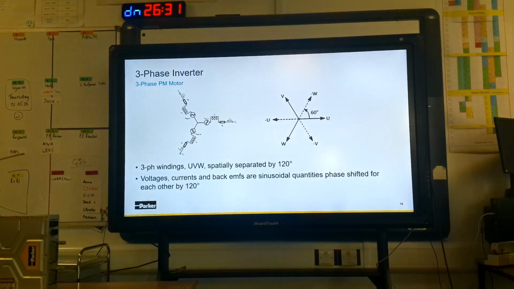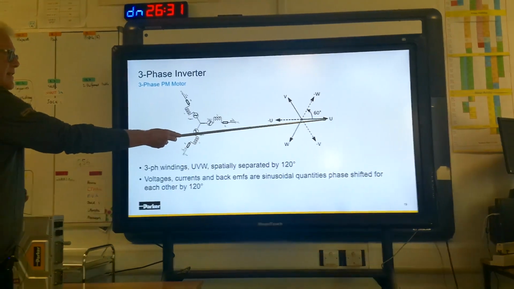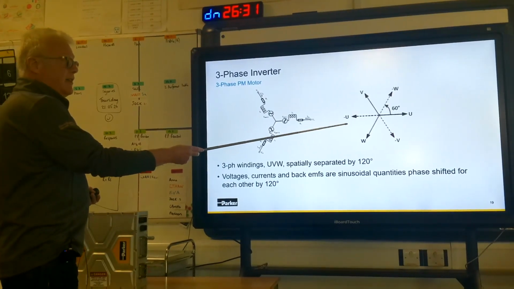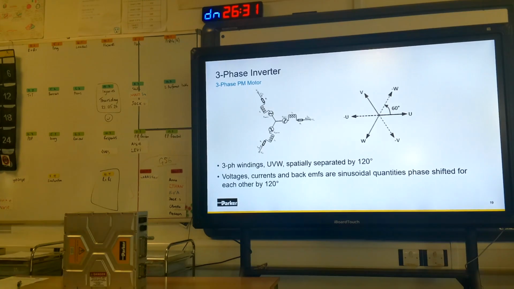And because these windings are spatially separated, you can think of these voltages having not just magnitude, but direction. And that's what this little diagram is meant to show here. That's the U phase connected to the top of the DC link. That's the U phase connected to the bottom of the DC link. And you can do it for the other phases as well. So the question is, what could you do with that?